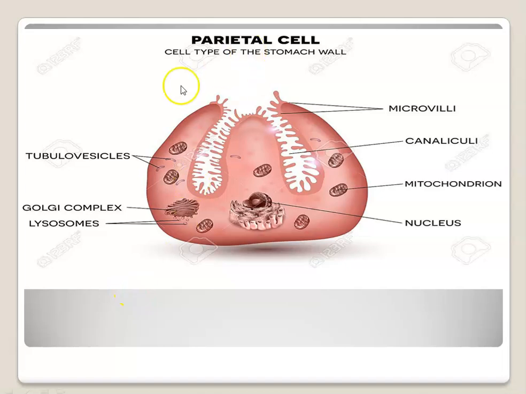Then we come to the structure of the parietal cell. It contains the tubulovesicles and the canaliculi. The canaliculi contain many projections called microvilli. On activation, the tubulovesicles come in contact with the cell membrane and express the H plus K plus ATPase activity. So this is the structure of the parietal cell.